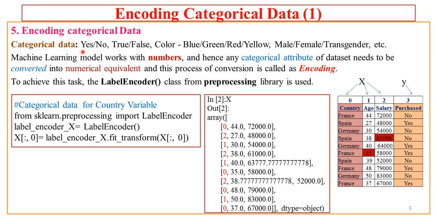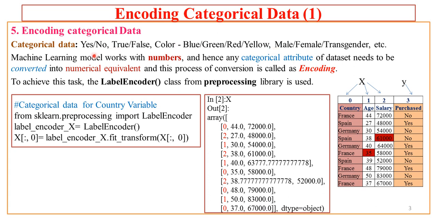This we have already discussed, but just to complete the discussion of this lecture, I will give you an idea. Categorical data is data having values like yes, no, or true, false, or some range values like blue, green, red, yellow, that is the color range, or you may have even the range value of gender like male, female, transgender. So we may have certain categorical data like this.